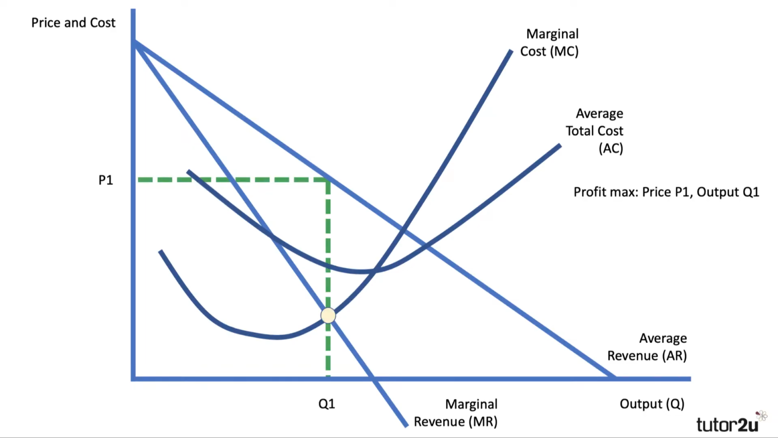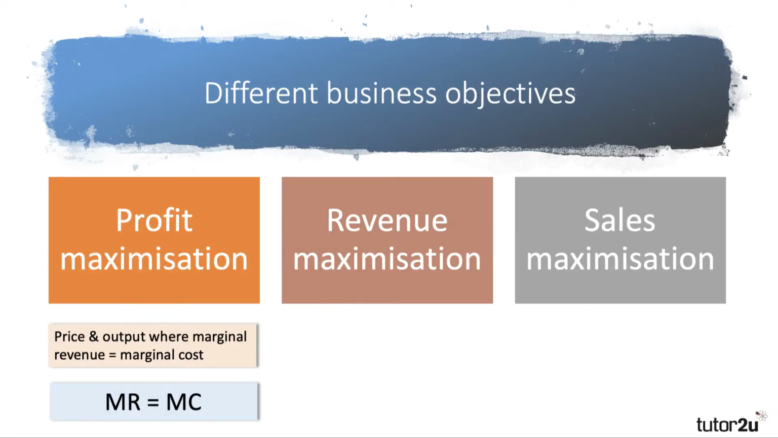The profit maximizing price and output is P1 Q1. And this firm has an average cost there of C1, so that area, that gap between P1 and C1 will be the total profit made by the firm. That's the maximum profit they can make. An alternative objective is to go for revenue maximization. It's a different price, it's a different output.